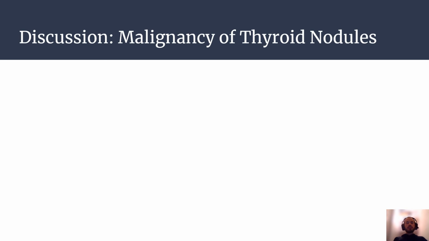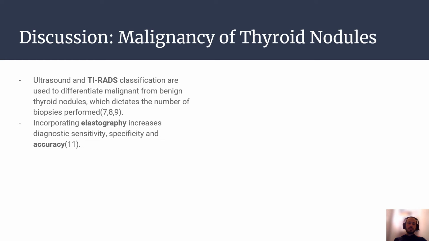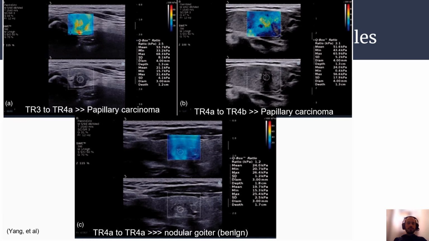The first part of the discussion is about integrating elastography with TIRADS and how it can modify thyroid nodule categories. Nowadays, TIRADS is used to categorize thyroid nodules into benign and malignant. Some research shows promising results by integrating elastography with TIRADS. For example, this figure is from research done by Yang et al., and it illustrates how elastography can accurately detect malignancy and modify the TIRADS grade of thyroid nodules.